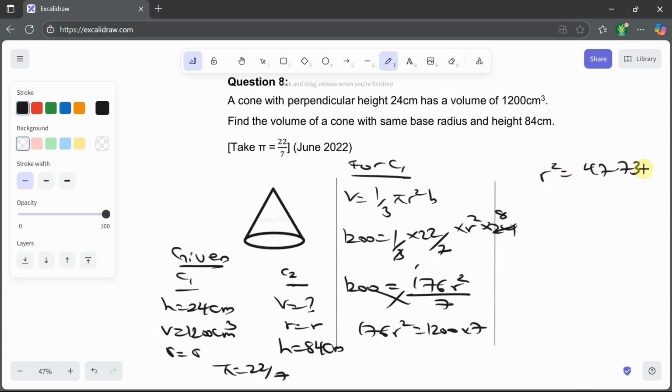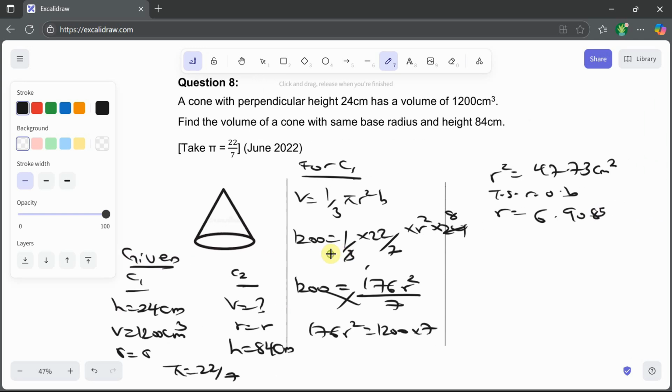gives my r squared to be 47.73 centimeters squared. If I take the square root of both sides, my r will be 6.90849, basically 6.9085. What I've started doing is that if I'm working with something that is not the end result and I have to approximate, try to leave it in 3 or 4 decimal places so that your answer will be closer to the real answer. I could have said 6.91 here, but that would be too much of an approximation.